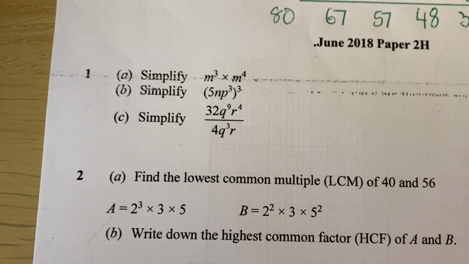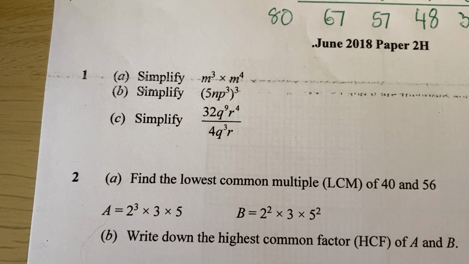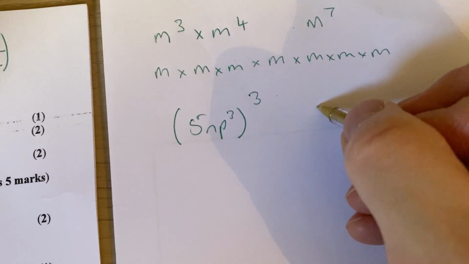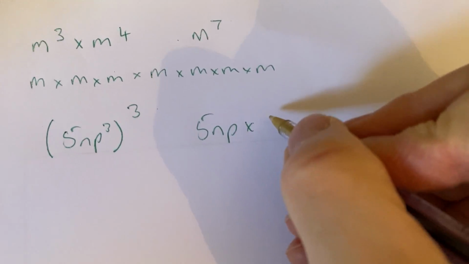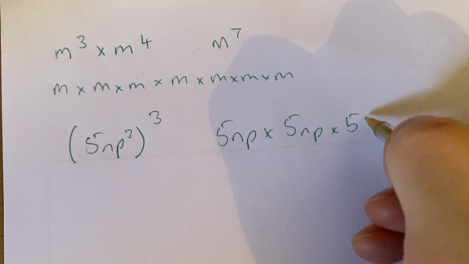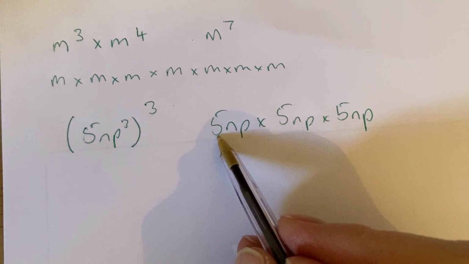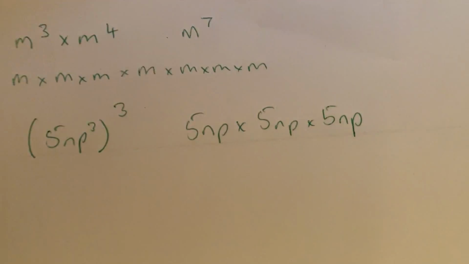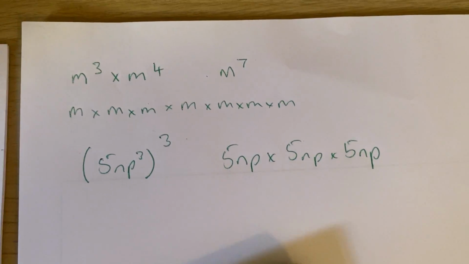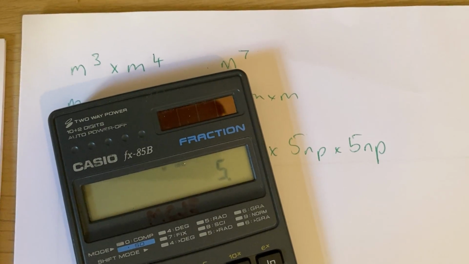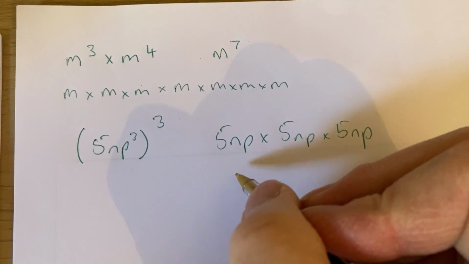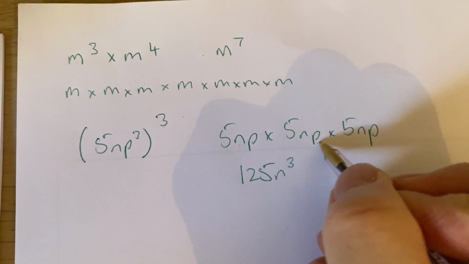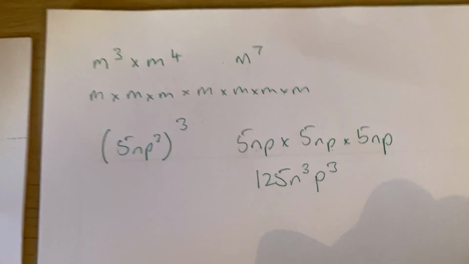This one here, we've got 5np cubed all to the power of 3. What that means is you've got 3 sets of that. Just write it all out if you want to, it makes life a lot easier. And then remember, it's not 15, it's 5 times 5 times 5. Use a calculator. Don't just try and do it without a calculator. In the exam, you may get stressed. So 5 times 5 times 5 equals 125. N times n times n is n to the power of 3. P times p times p is p to the power of 3.